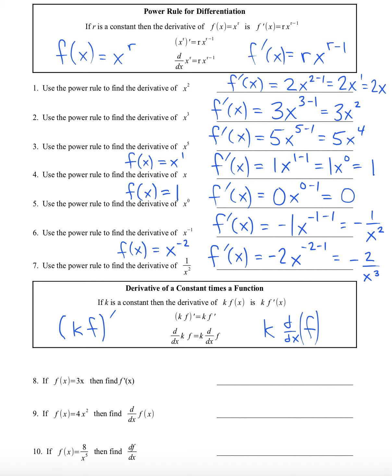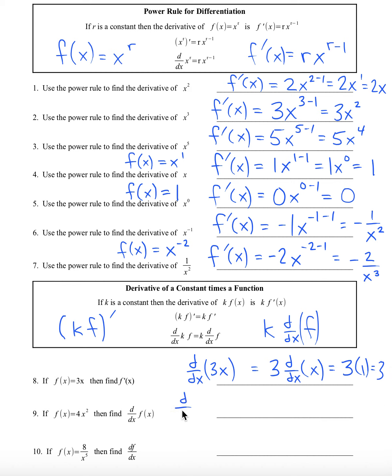I'll try it in this example. I want to find the derivative of 3x. Well, I can pull the 3 out front and then just find the derivative of x. Numbers can come out front, but functions of x have to stay behind. So that's going to be 3 times 1, which is 3.